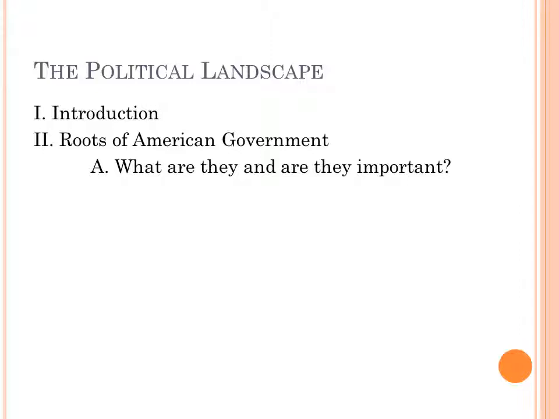Politics is often different under different governments and for countries. For this particular course, we're going to focus on the politics and the government of our country, the United States of America.